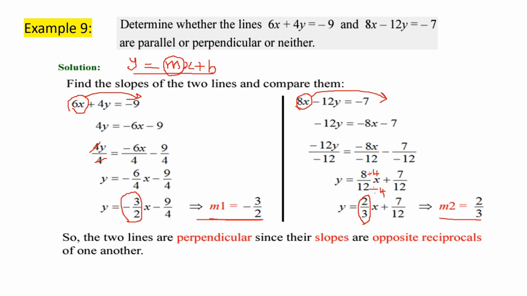So the two lines are perpendicular since their slopes are opposite reciprocals of one another. When you compare the slopes, look at this: 2 over 3 and here minus 3 over 2. Definitely not equal, right? m1 is not equal to m2, so the lines are not parallel. The next condition you can check for perpendicular: the slopes are negative reciprocals.